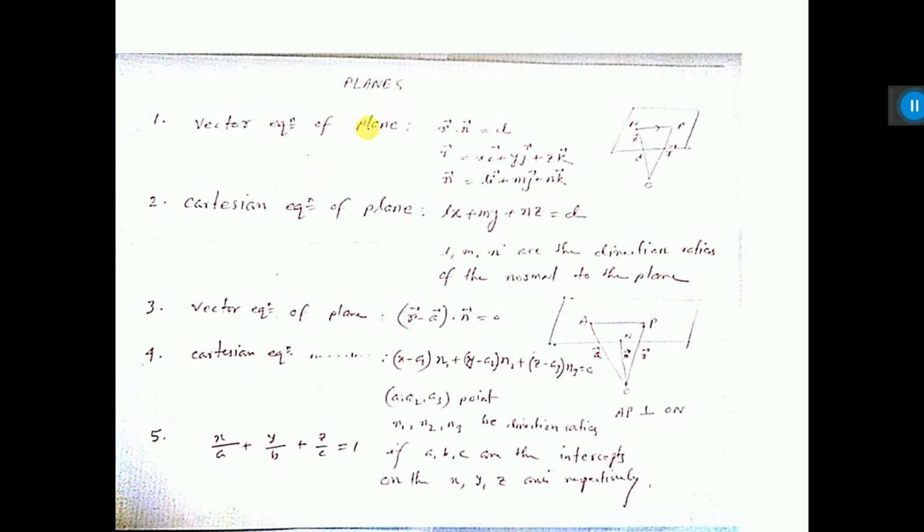Now vector equation of a plane: r dot n equal to d. Now the question is, what is r and what is d? You see, r is the position vector of the point P. P is any point considered whose coordinates are x, y, z, and r is the position vector of P. Then vector r will be xi plus yj plus zk. That you have already learned when you learned straight line.